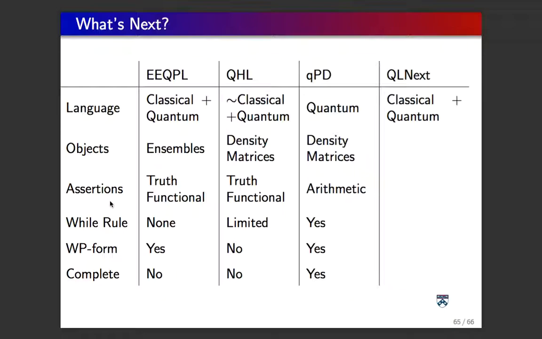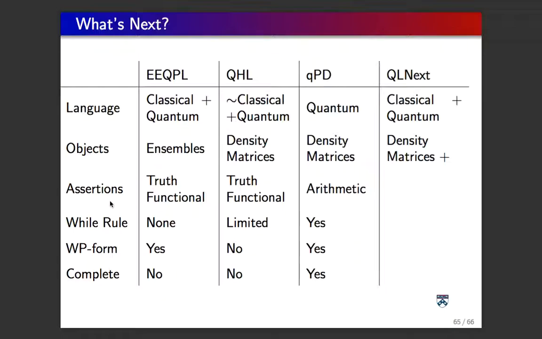In terms of the objects, I think it should be clear by now that density matrices are the right way of representing these, but maybe we want density matrices plus something, because we maybe want also distributions over the classical states that we have. In terms of assertions, well, I think the easiest next step for this logic would be, obviously, go with arithmetic assertions.